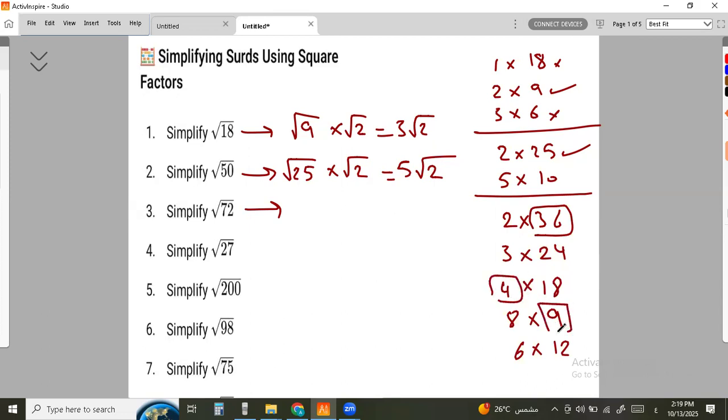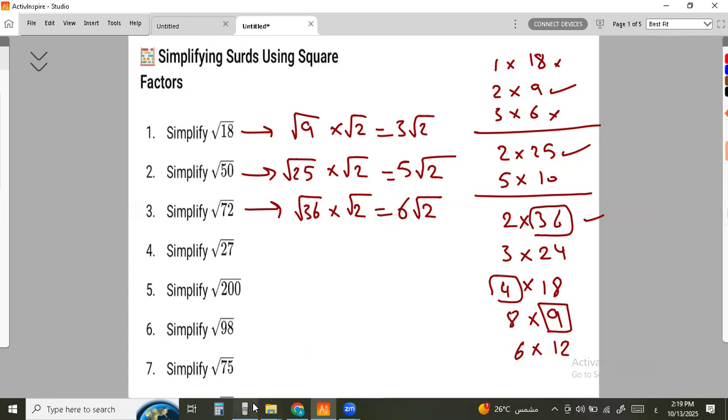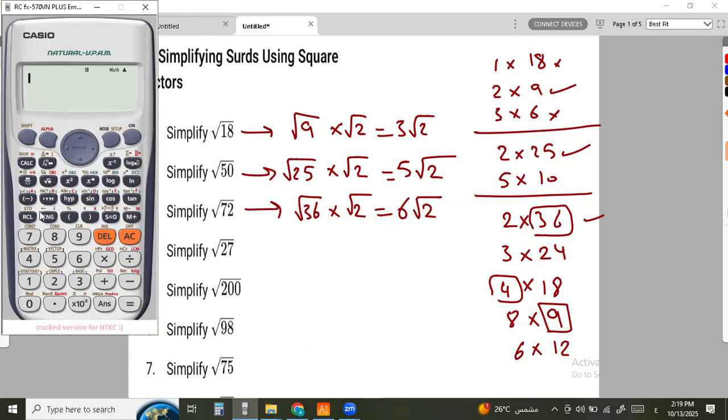And I got the 4 is a square number. And I got the 9 is a square number. Which one am I going to choose? Choose the one that has the highest square number. So this one. So here I've got root of 36 times root of 2, which is actually 6 square root of 2. But I have the calculator and I'm struggling with a specific number. Let's assume it is root of 72.